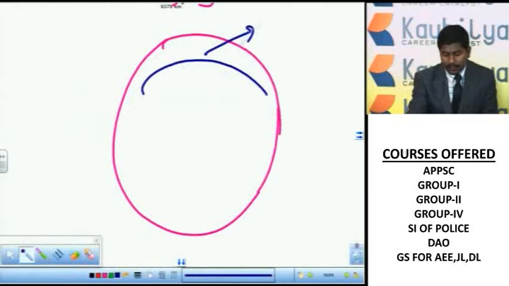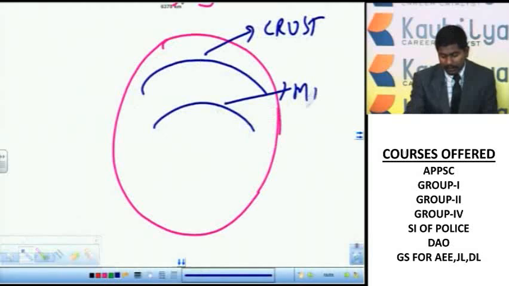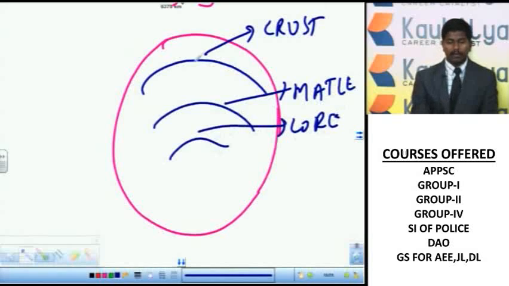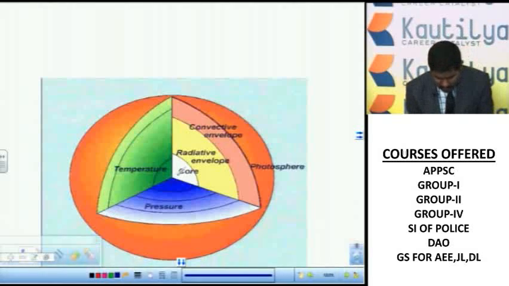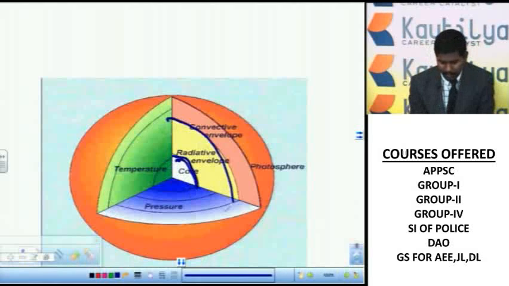So it is the crust portion, and below which is the mantle, and below which is the core. And this crust is again divided into two parts, the mantle is divided into two parts, and the core is divided into two parts. Now come to one more explanation, one more diagram which shows the internal structure of the earth. This is the core, and it is the mantle portion and upper mantle.